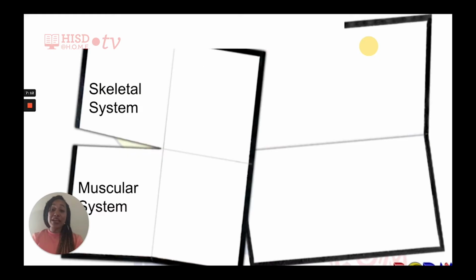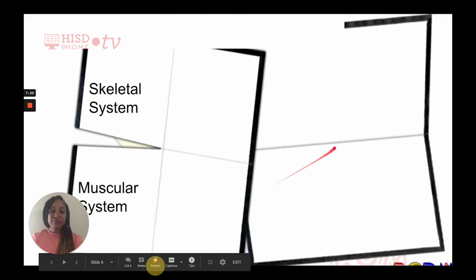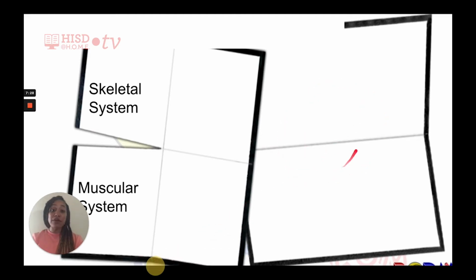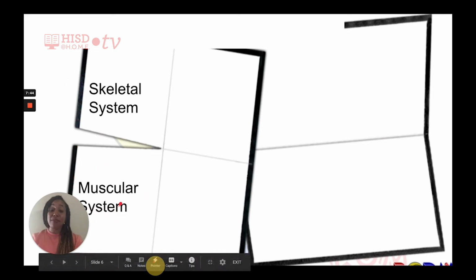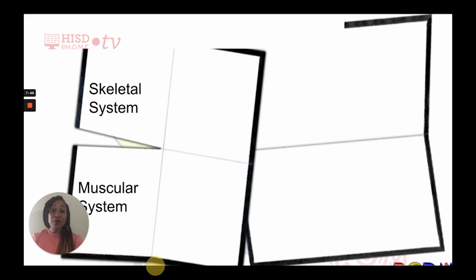Our foldable we're going to create this week is similar to last week. The first thing that you need to do is to fold your paper hamburger style. So just like this over here. And then once you have your paper folded hamburger style, you will then cut one half in half. So similar to what it is over here. So we're just cutting one half in half. We're going to label the top half the skeletal system and the bottom half the muscular system. I'm going to give you about 30 seconds to get your foldable created.